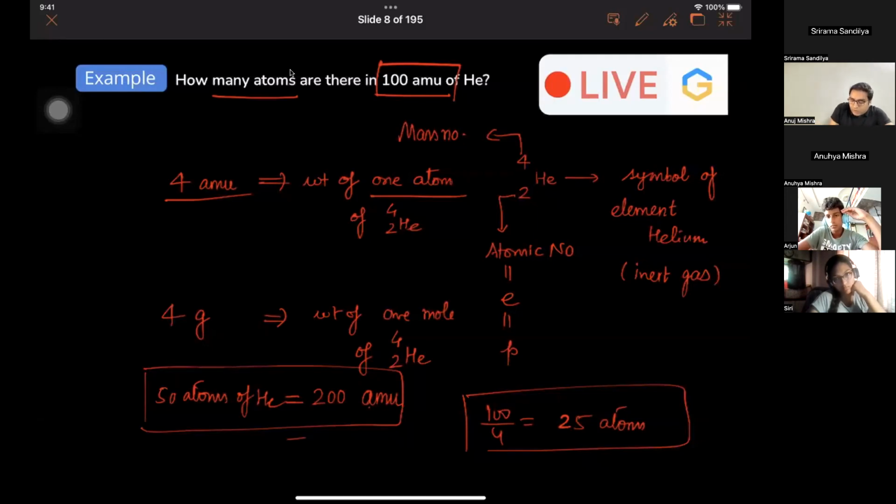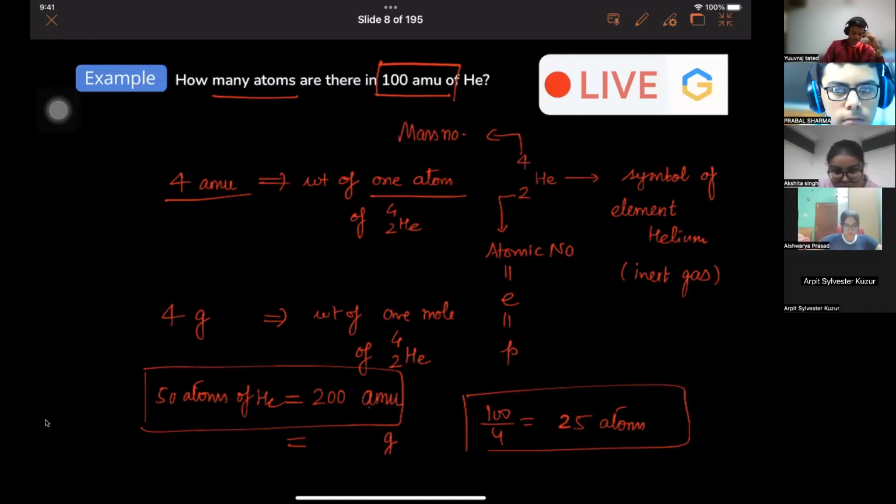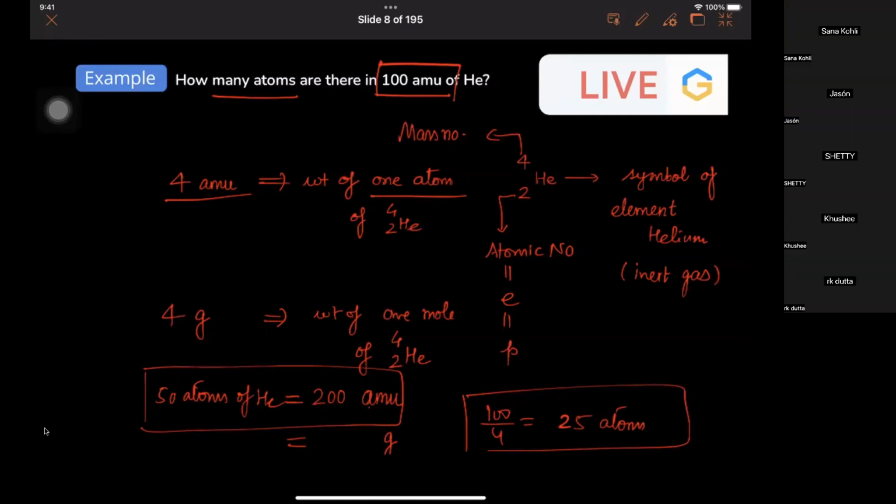Can you give me the answer of this in grams? Let's say I am not interested in the answer in AMU for this question. I want the answer in grams. How are you going to do that? Again, apply whatever you have learned so far. JEE, NEET, these exams are all about application. If you apply, you can learn.